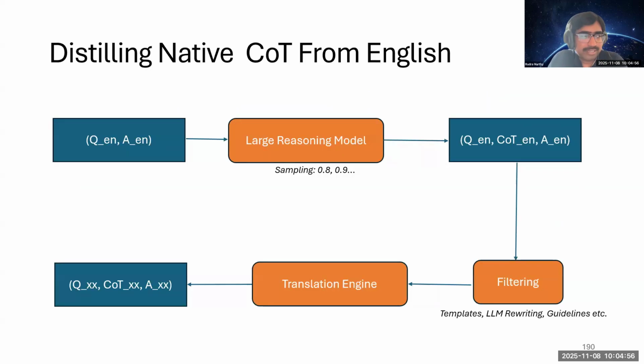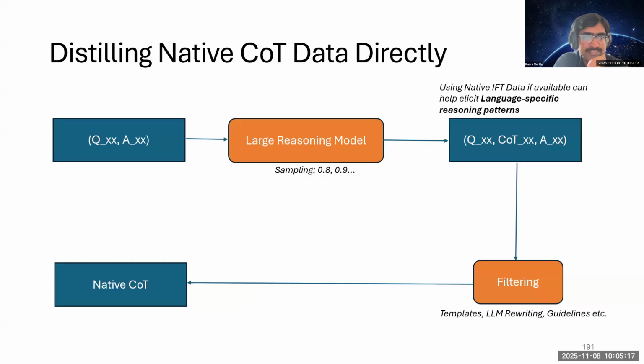So as we saw in the case of IFT also, what we could do is distill native chain of thought from English. So basically what it means is you have question answer pairs in English, you give them to a reasoning model, you generate the reasoning trace in English, and after applying some quality filters, you translate it to the language of interest. Moving on to the next slide.